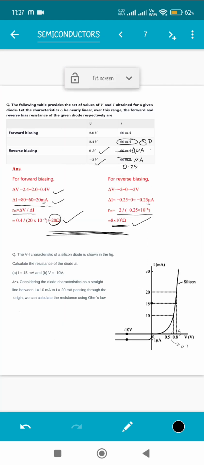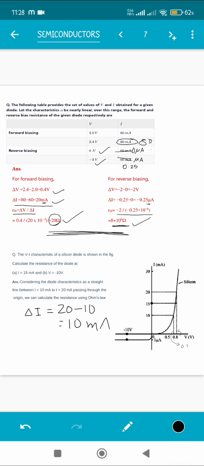Now let's see. So at 15, we can see that there is no value given in the graph, right? The values are given for 20 milliampere and 10 milliampere. So we are going to consider it. Let's first of all find out del I, the difference in the current. So what are the currents which are more and less than 15 given in the diagram? 20 and 10. So 20 minus 10, that is 10 milliampere. And what will be del V? As you can see, at 20 it is 0.8, and at 10 it is 0.7, so 0.1 volts.